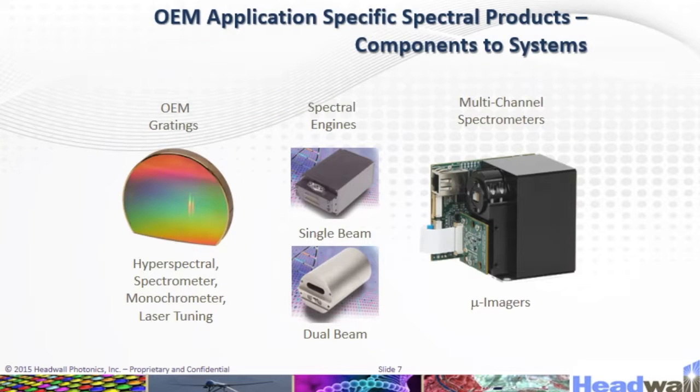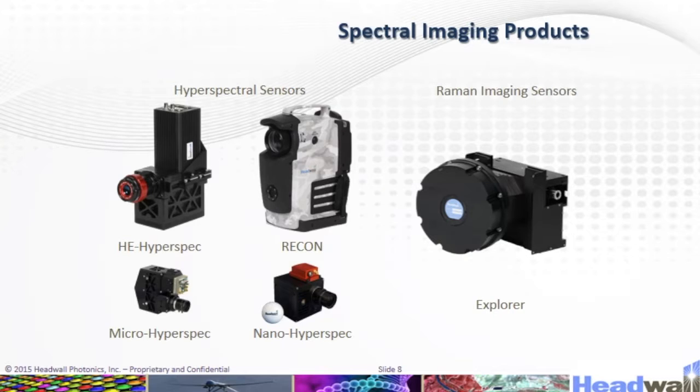With the OEM application specific spectral products, components to system. Our OEM instruments range from gratings to spectral engines to fully integrated subassemblies that drop into a larger instrument. Our fully integrated spectrometers are soup to nuts systems like the one that you are working with here. You see the spectral imaging products. You have the HE Hyperspec, the Nano-Hyperspec, Micro-Hyperspec.